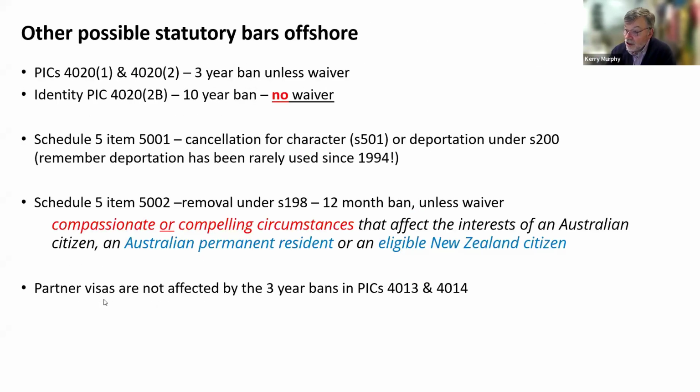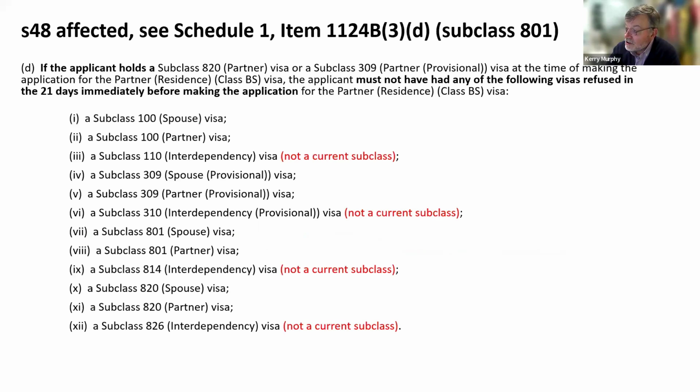Okay. Sometimes people ask about the 3-year ban provisions in FIC 4014 and FIC 4013. They don't apply to all visas. They tend to apply to most temporary visas, but not to the temporary partner or the fiance. So that's useful to know.